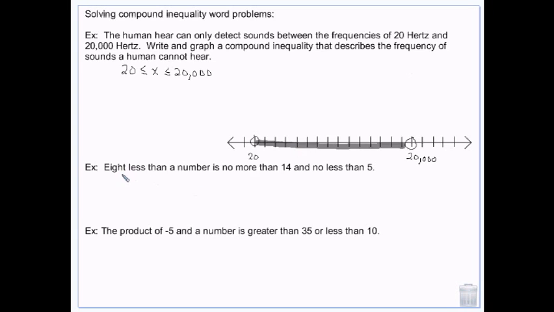Okay. Here we have 8 less than a number is no more than 14 and no less than 5. This is that compound inequality, and here I have AND. So I can either write this as 2 statements or 1. I'm going to write it as 2 because I think it's just going to be easier that way. So if 8 less than a number, that's x minus 8, is no more than, so that means it has to be less than or equal to 14. And, so x minus 8 again, no less than, so it has to be greater than or equal to 5.